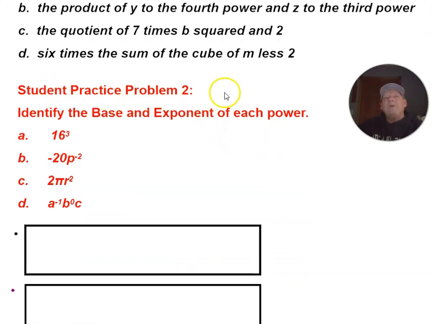Student practice problem 2. A is 16 to the 3rd power. Identify the base and the exponent of each power. B would be negative 20p to the negative second. And C would be 2 pi r squared. And then D would be A to the negative 1, B to the 0, C. And if you want to extend this and then go a little bit further, simplify these 4.